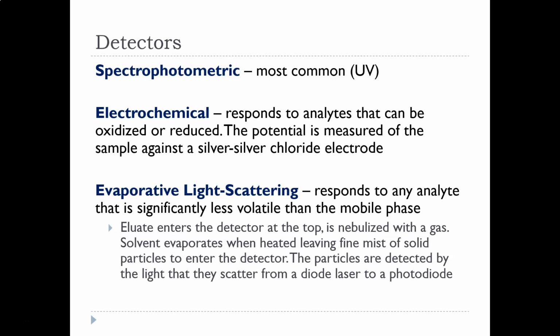Electrochemical detector is an option when we're looking at things that can be oxidized and reduced, and it measures the potential compared to a silver chloride electrode. So basically it is doing a cathode minus anode calculation. And then the third one is evaporative light scattering, where we're shining light at the sample, and it's based on the way that light interacts. That one is still a thing to know, but again, spectrophotometric with a UV light source is the most common. So that takes us through some generic things for HPLC.